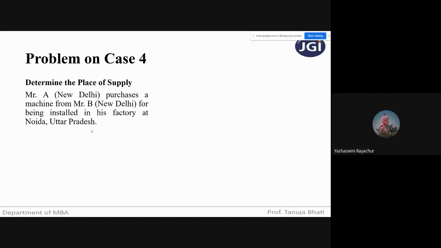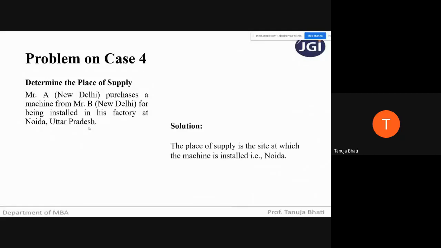Noida, Uttar Pradesh. Okay. So whether it is going to be interstate or intrastate depends on the location of the supplier and the place of supply. Now, place of supply is Uttar Pradesh, location of supplier is New Delhi. So whether interstate transaction or intrastate transaction, students? Interstate. So now did you all get it? In order to determine whether it is intrastate or interstate, you need to understand the location of the supplier and the place of supply, and then just check: within the same state it is intrastate, within two different states it is interstate. So as you rightly said, the place of supply is the site at which the machine is installed, that is Noida.